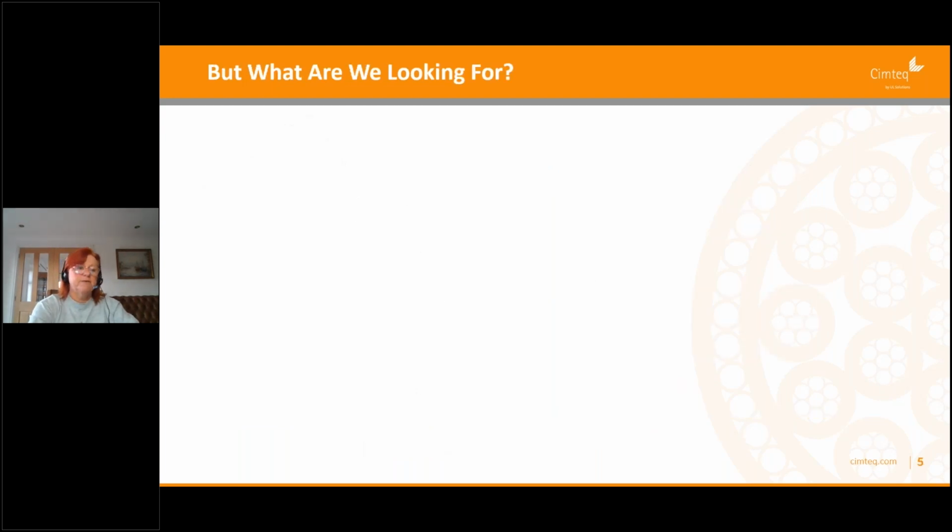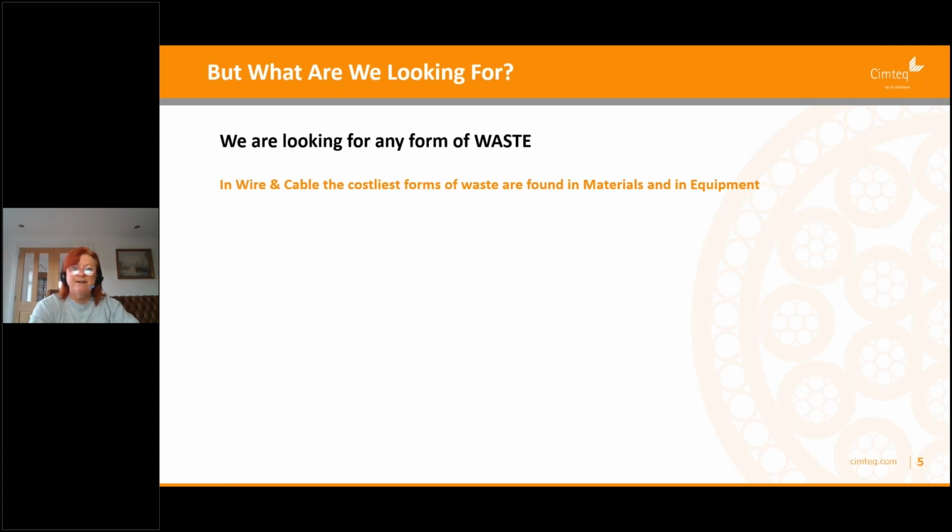So we've now opened the box and we've got tools that can help us. What are we actually looking for? And really, we're looking for any form of waste. So we want to eliminate waste. And in a wire and cable factory, the most costly form of waste is found, of course, in materials, because these are the biggest cost in the cable, but also in the equipment, because capital equipment and machinery is expensive. So we want to make sure that we're utilizing that to its maximum capabilities.